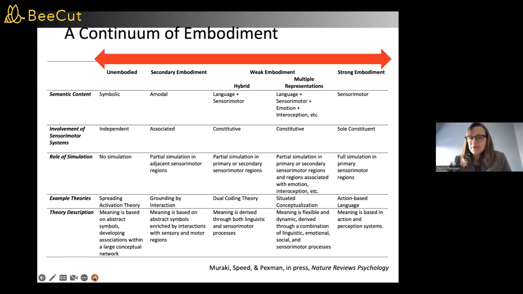But these midpoints are the part of this continuum that have been developing quite rapidly in recent years, as people consider how meaning information might be best represented, best accounted for in terms of models. So something like multiple representations or hybrid accounts are becoming very popular, where you talk about, yes, sensory motor information is important, but so are other kinds of information. And those other kinds of information are important in order to be able to account for things like abstract concepts, which we're going to dig into, but also other aspects of semantic processing and semantic memory.